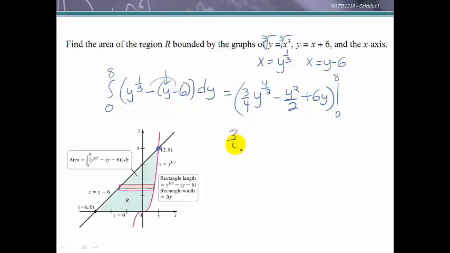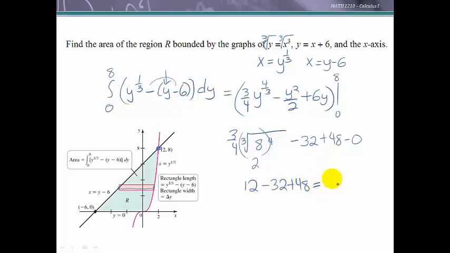So we have 3/4. I'm going to go ahead and put this in radical form. It's the cube root of 8 to the 4th, minus, putting an 8 in here, 64 over 2, so that's going to be 32. Putting an 8 in here, that's going to be plus 48, and the lower limit, evaluating that, they will all be 0. We can go ahead and do the cube root first and get 2. 2 to the 4th is 16. Cancel with the 4 there, so I get 4 times 3, so I've got 12. And then minus 32 and plus 48. And so finally it looks like I have 28. So we found that area by computing just one integral, because we chose to make our rectangles going horizontally here.